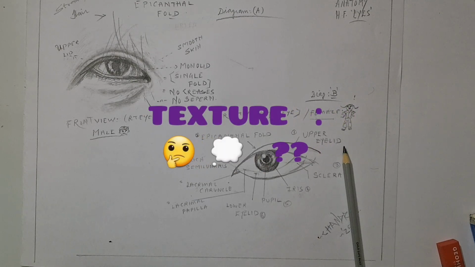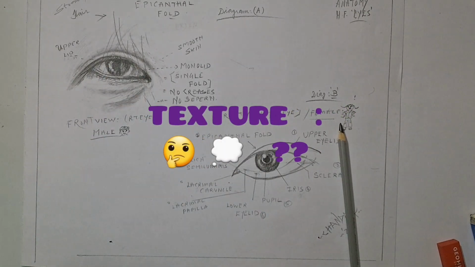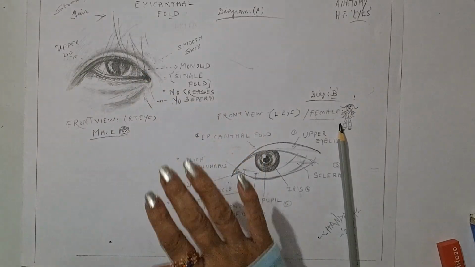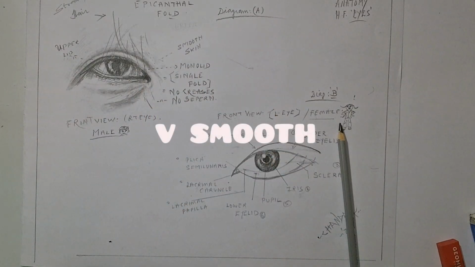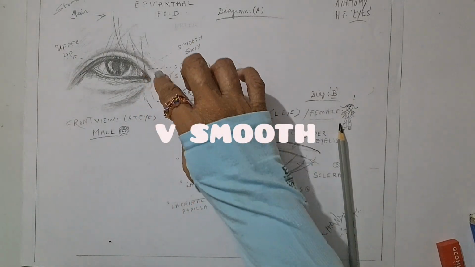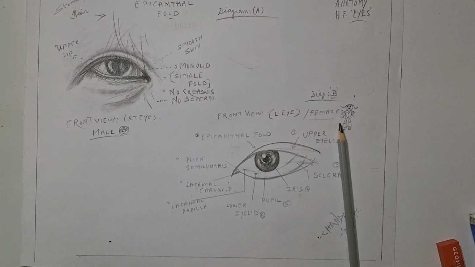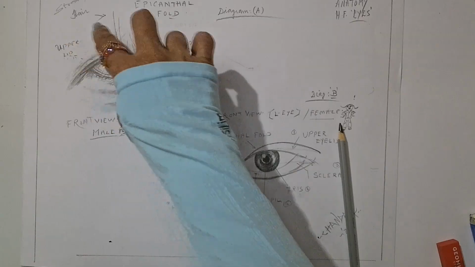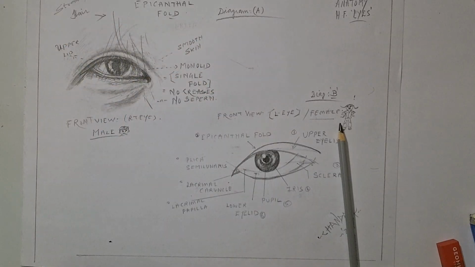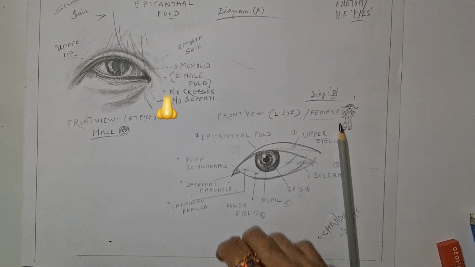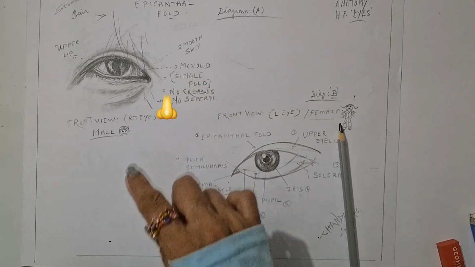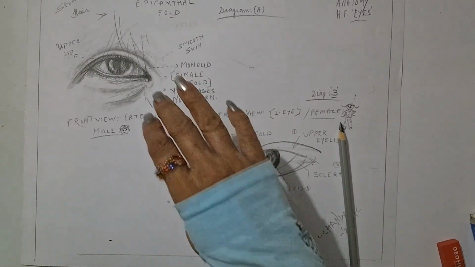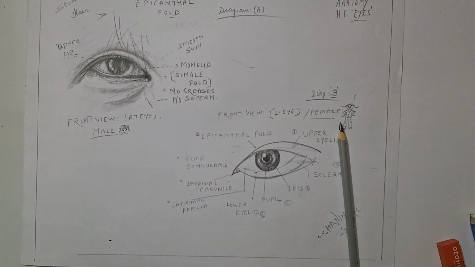What about the texture? The skin of the upper eyelid is very smooth from the inner corner of the eye to the part of the eyebrow. This is where the eyebrow is. Nearest to the nose, you find the nose here. This portion is very smooth.